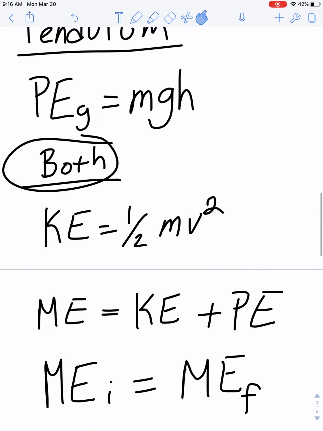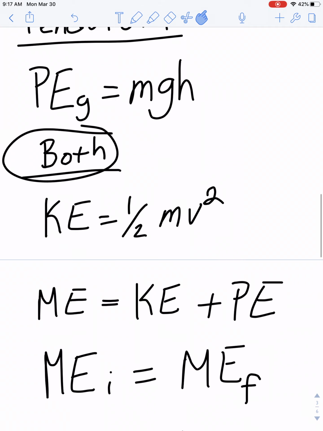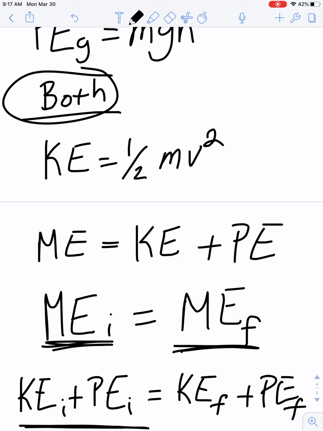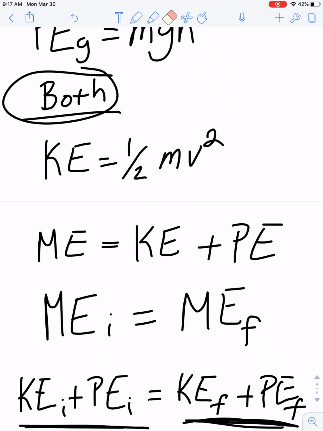If you look, we have mechanical energy being the sum of kinetic and potential energy. Very important for us to remember that. And of course, if we have no friction and no air resistance, then we can say definitively that the mechanical energy is going to be conserved, which means that the initial mechanical energy will be equal to the final mechanical energy. And of course, we can expand upon this equation right here. By being more specific, we could say this initial mechanical energy is going to be equal to the initial kinetic plus potential, and the final mechanical energy is going to be the final kinetic plus potential. So all of that can be written out like that.